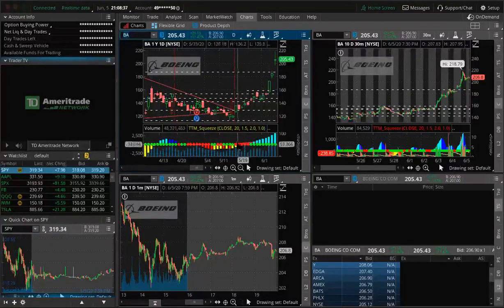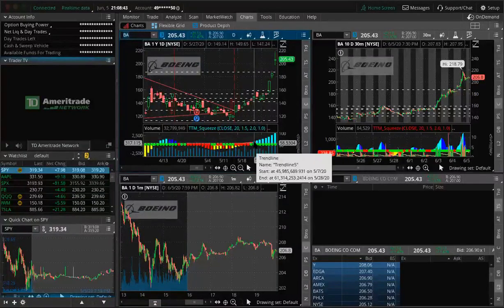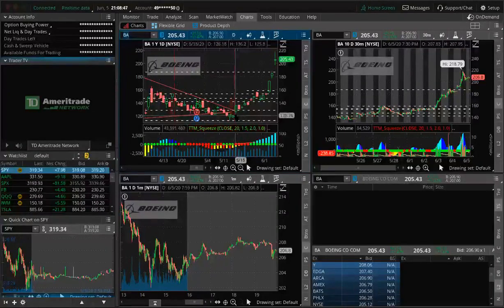Like there's clear indication here that we have a squeeze, and then we have the light blue histogram bars pointing to the upside, which gives us upside momentum on this ticker BA. This is the daily chart.